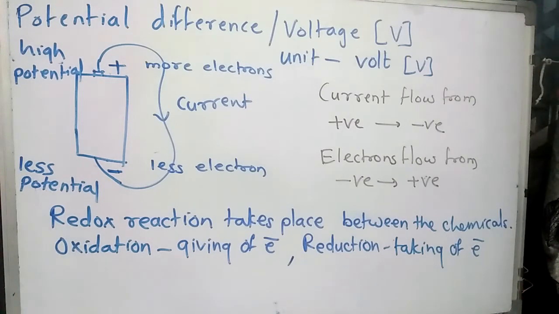So we can say that current flows from high potential to low potential, or from the positive terminal to the negative terminal. So there we can say that the direction of the current and the direction of the electrons are opposite.